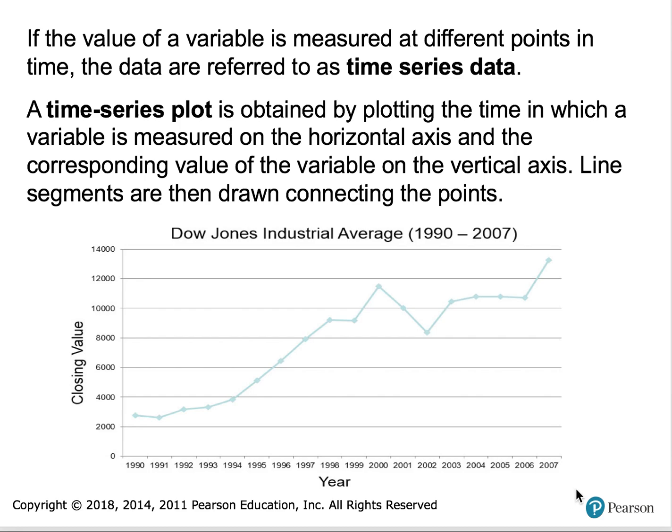Okay, last thing. If the value of a variable is measured at different points in time, the data are referred to as time series data. So a time series plot is obtained by plotting the time on the horizontal axis and the corresponding variable on the vertical axis. Then you just plot the points and connect them with line segments. Right? That's a time series plot.